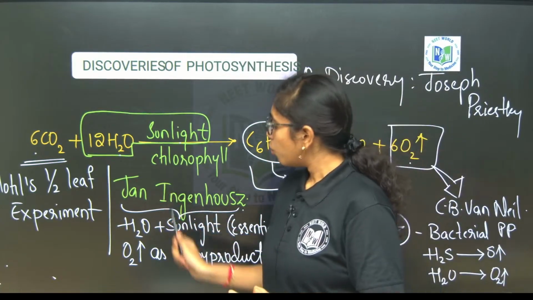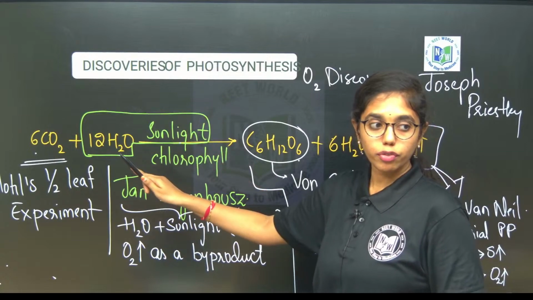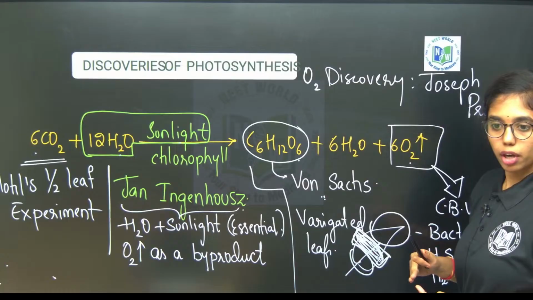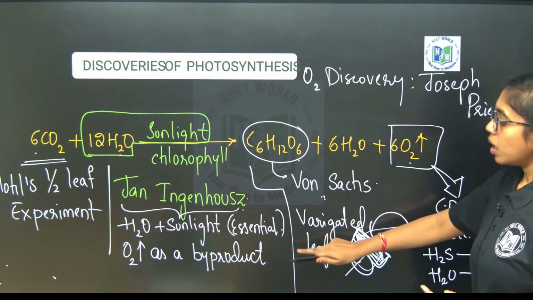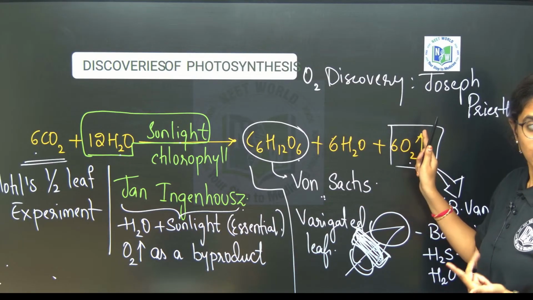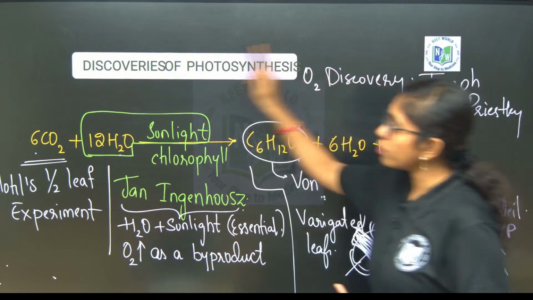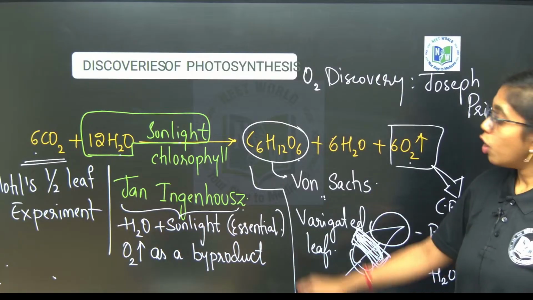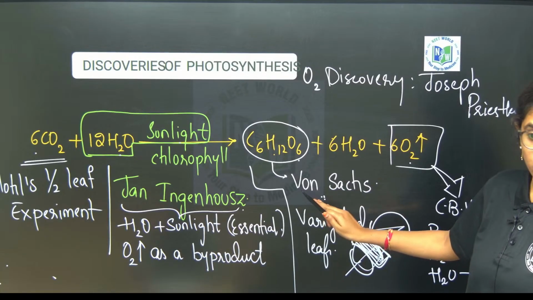Okay, second, which scientist said that water and sunlight are essential for photosynthesis and oxygen is evolved as a byproduct of photosynthesis? Jan Ingenhousz. Oxygen is evolved as a byproduct. And who discovered oxygen? Joseph Priestley. Who said that oxygen is coming from water, not from carbon dioxide? C.B. Van Niel. Who said that glucose is formed as a primary product of photosynthesis?